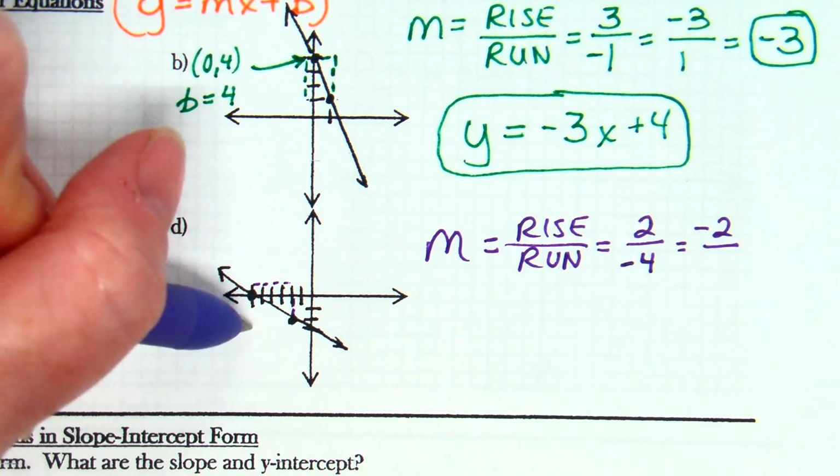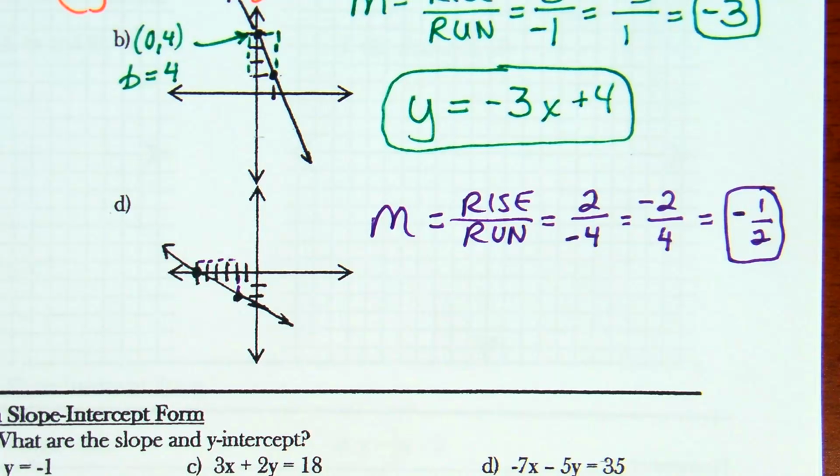So, don't leave it as 2 over -4 or -2 over 4, though. What do those reduce to be? -1/2. So our slope is -1/2. What about our y-intercept? I know, not the best picture. Make it work, though. What is that y-intercept?